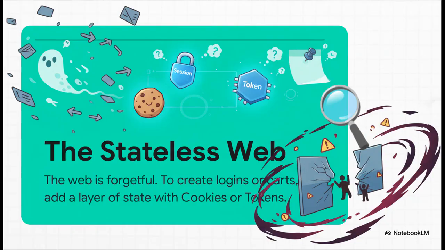To really get this battle, you have to start with one simple, kind of surprising fact. The web is forgetful. I mean, by its very design, it's stateless. So when you click from one page to the next, the server has absolutely no memory of who you are. To build anything useful, like a shopping cart or a login, developers had to basically invent a memory for it. And they did it with things like cookies and tokens. Think of them like digital sticky notes that say, hey, I remember you. But as we're about to see, giving the web a memory is exactly where all the security challenges really began.